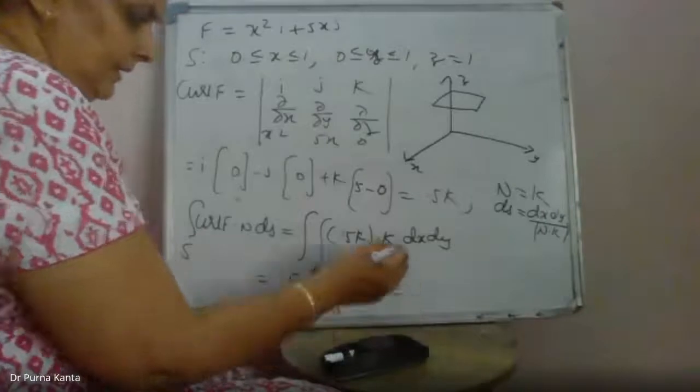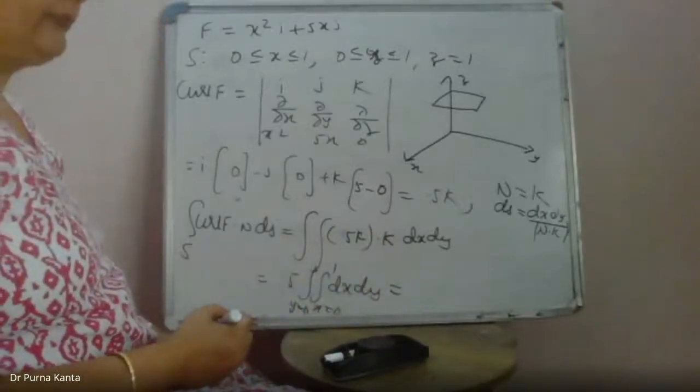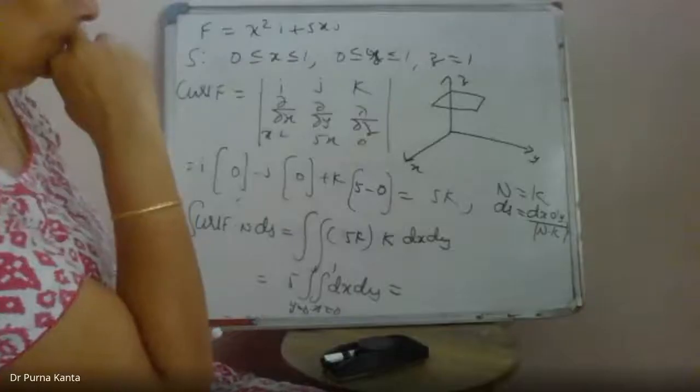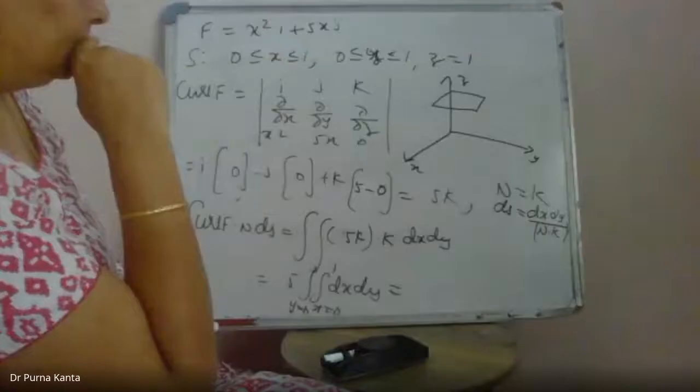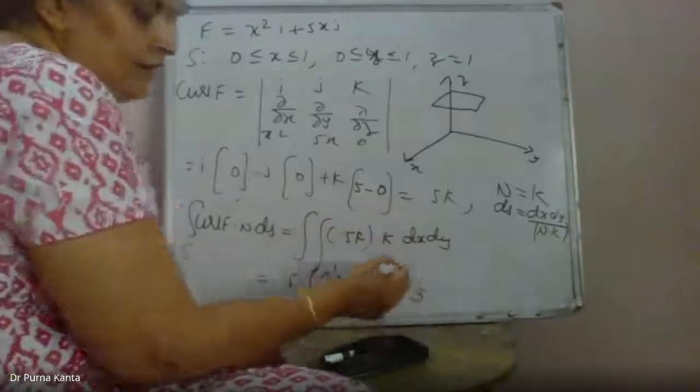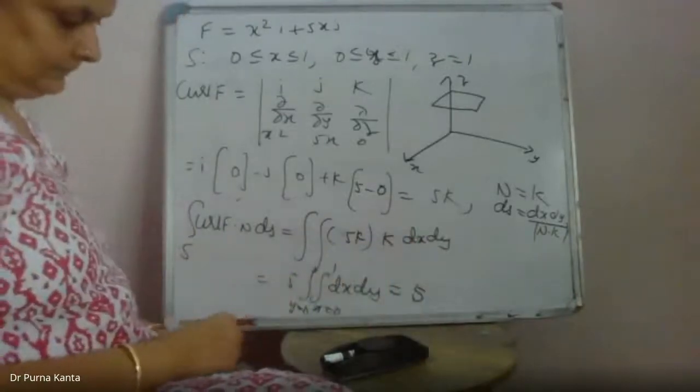So what will be the integral value? What is the lower limit of y, ma'am? 5. Yes, ma'am. 5. So the integral value is 5, directly. Yes, ma'am.